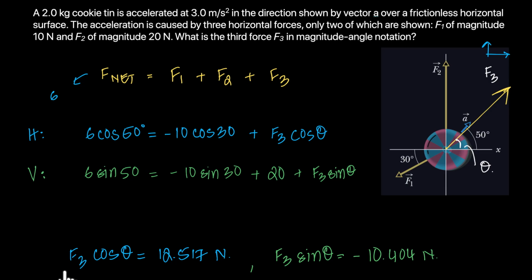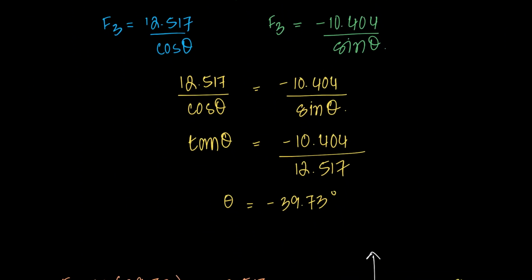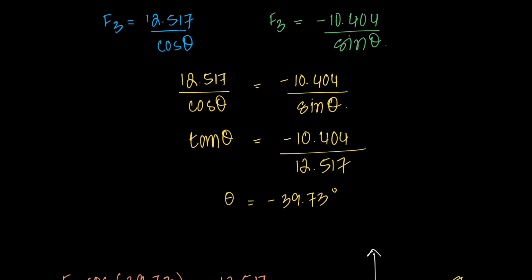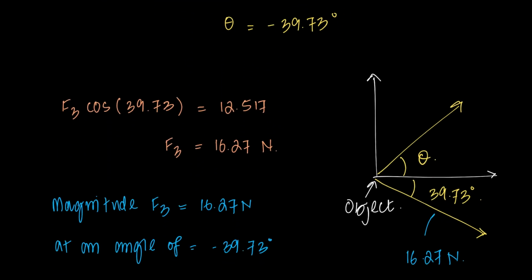And once done, we found out f3 cos theta equals this, f3 sine theta equals this, and we have 2 unknowns, 2 equations. That's a simultaneous equation, classic case, and we try to solve that like so. Classic simultaneous case, I won't talk too much about it. It's straightforward.